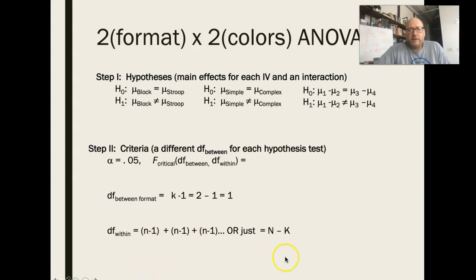Within groups, degrees of freedom is capital N minus K. That's just the sum of degrees of freedom for each of the groups. Now this is a little bit weird because here I just said K was 2. There's only block versus Stroop format. But within is actually talking about the entire study.